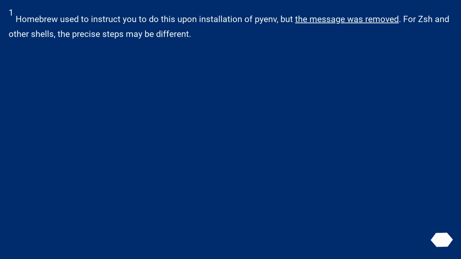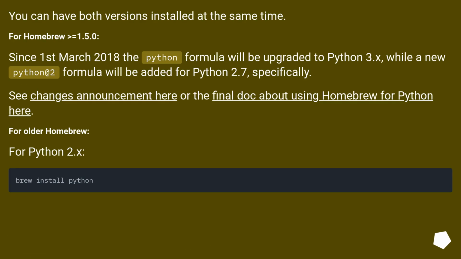Homebrew used to instruct you to do this upon installation of pyenv, but the message was removed. For zsh and other shells, the precise steps may be different. You can have both versions installed at the same time.